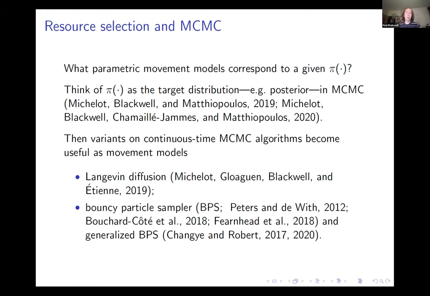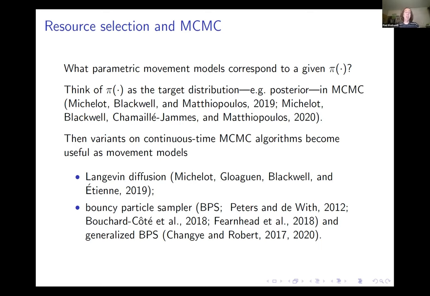And very briefly, there are a couple of approaches that we could take that are inspired by an analogy with MCMC algorithms moving around a target distribution. One of those is to think in terms of a Langevin diffusion, which is simply a diffusion model where the drift term is determined by the gradient of the log of the target distribution.